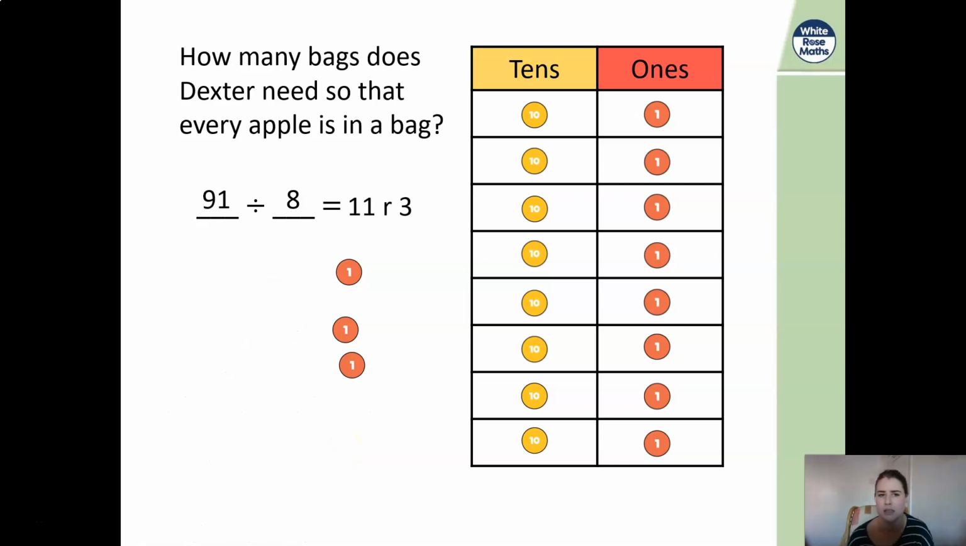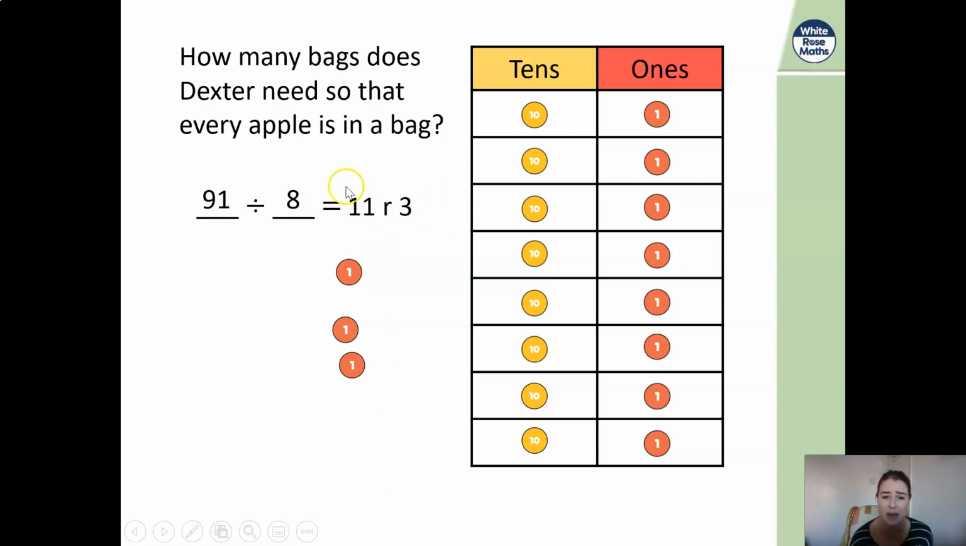Now, Dexter, if we read the question, it says how many bags does Dexter need? Well, he clearly needs 11 bags, but he's got a remainder of the 3 apples. So I'm just going to leave those 3 apples to one side. Oh, you're saying I can't do that? Right, okay. Well, the question does say that he needs to have every apple in a bag. Well, I know that he's going to have 11 bags, and they're going to be full, okay? And each one of those bags is going to be full with 8 apples. But what am I going to do with these remaining 3 apples? Because he needs them. I can't just leave them on the sideboard. So actually, they're going to need to go in a bag as well.